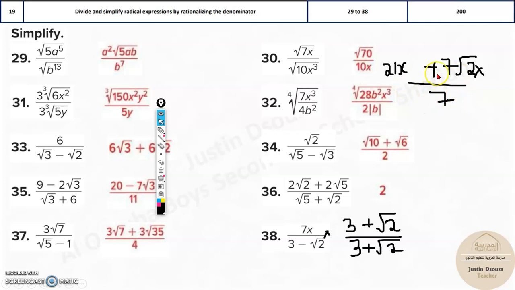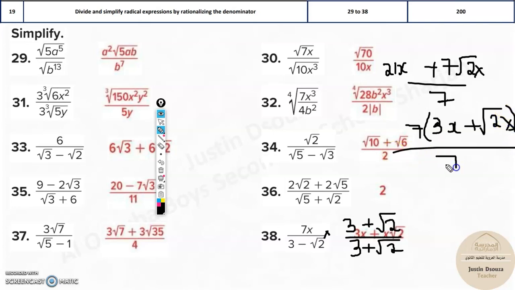You can see over here what is common. This 7 is common. Let me just remove this. 7 is common in the numerator. It will be 7, 3x. Basically, you can just leave this 7 as it is and just multiply x. It's the same thing. Okay. And we have root 2x.